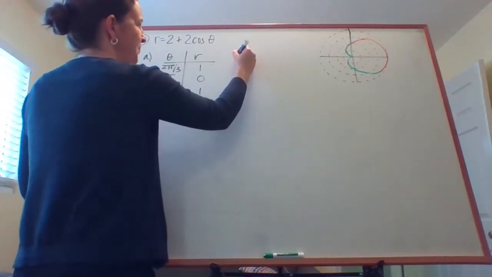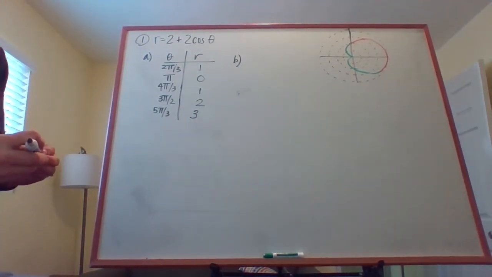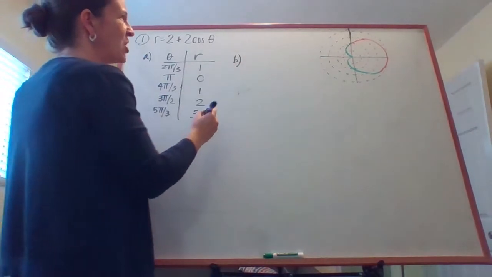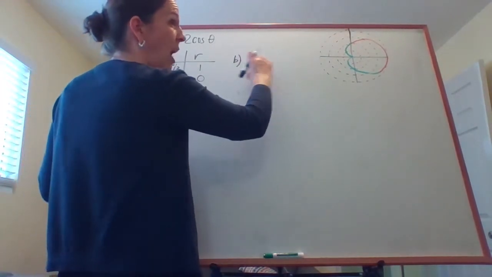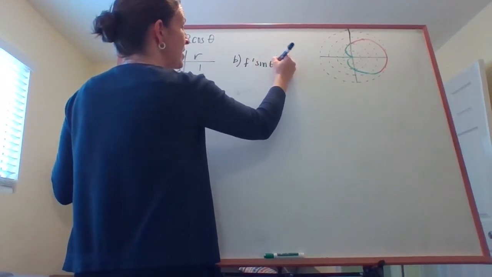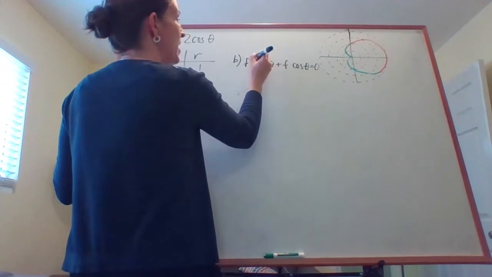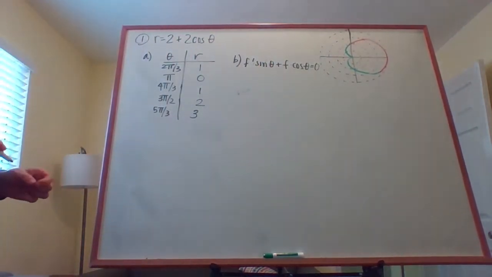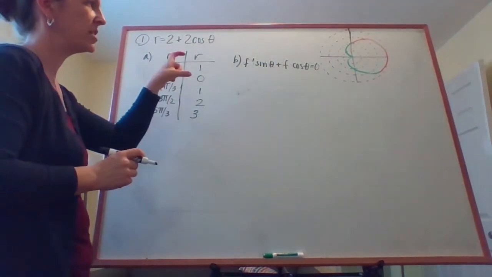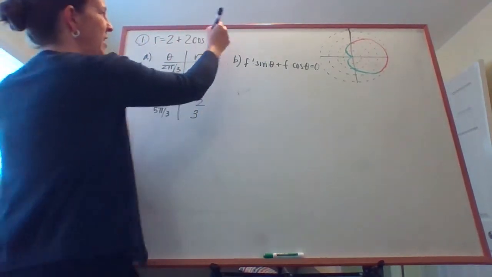Part B is asking us to find where the tangent line is horizontal. If the tangent line is horizontal, then I want the top of the slope formula, which was f prime sine theta plus f cosine theta. And I want to set that to be equal to 0, because if the top of that slope function is 0, then I have a horizontal tangent line. Remember, this is my f of theta.